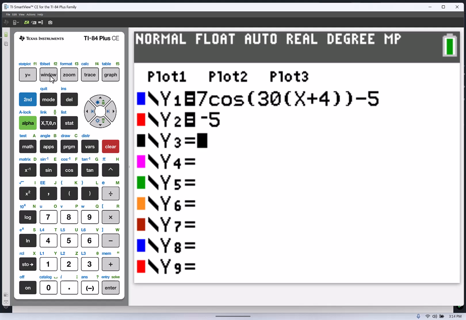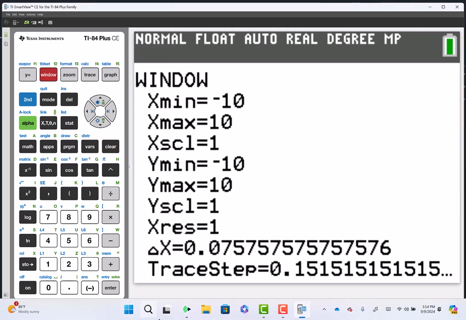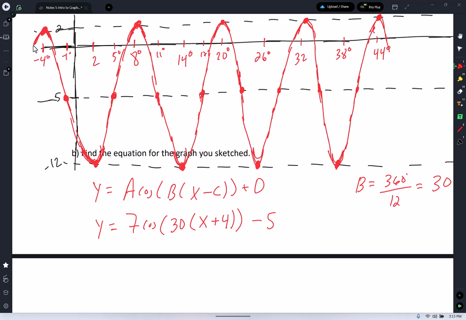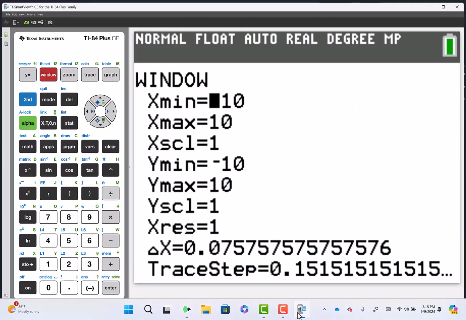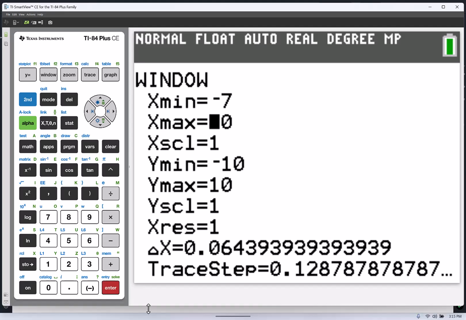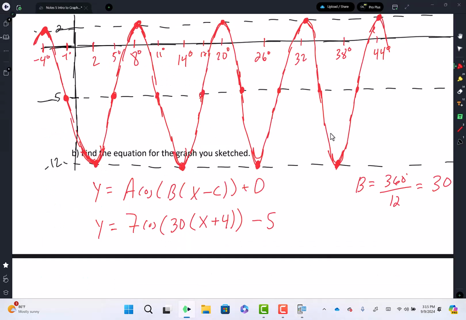Click on window. I want it to look like this one. So let's see. I'm going to go to negative. I'm going to go a little bit past that -4. So I'm going to go like to -7. So x min -7. The negative is next to the enter. -7. And I'm going to go all the way. Let's see. It says 44 there. Let's go to 50.